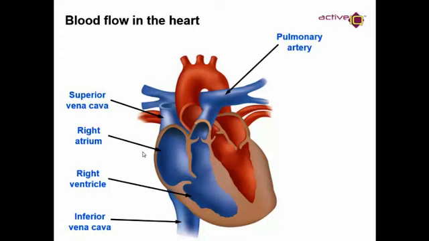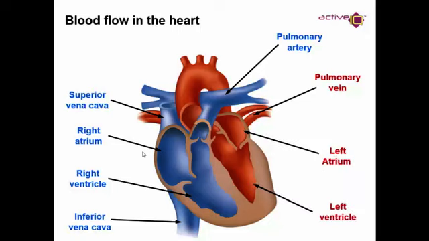We then go out of the heart through the pulmonary artery, and we go to the lungs from there. After we've been to the lungs, we come back to the heart, so we go and collect oxygenated blood from the lungs. Remember, all of the blue is deoxygenated blood, all of the red is oxygenated, and we go in there to the pulmonary vein, through the left atrium, into the left ventricle, and then blood gets pumped out of the heart around to the rest of the body through the aorta.